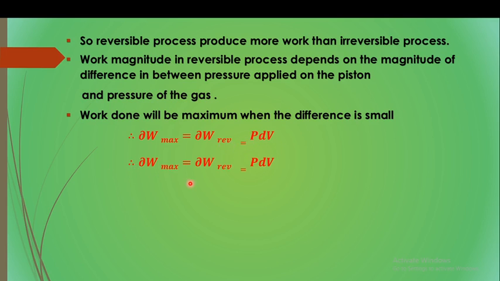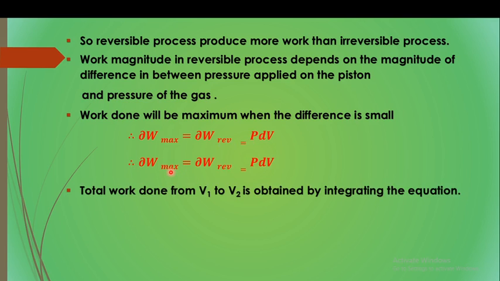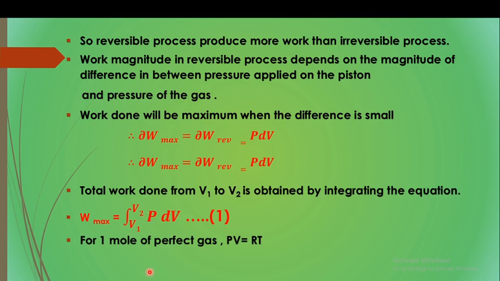Therefore, dW maximum is equal to dW reversible, that is P dV, and the total work done from volume V1 to V2 is obtained by integrating this equation. So if we integrate, W max is equal to the integral from V1 to V2 of P into dV, because the process is an expansion. This is called equation 1.